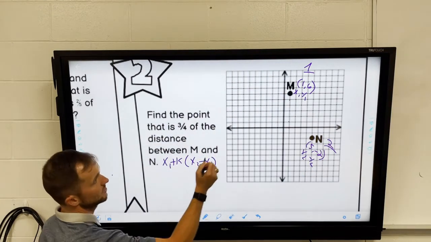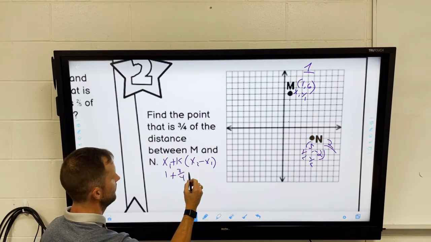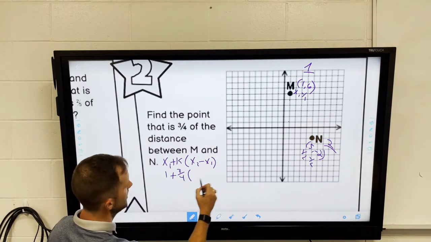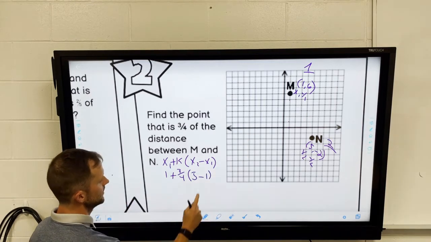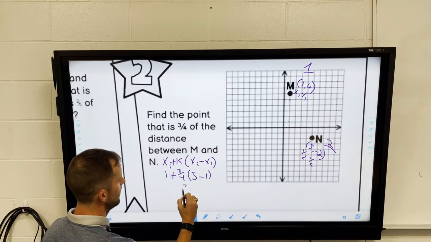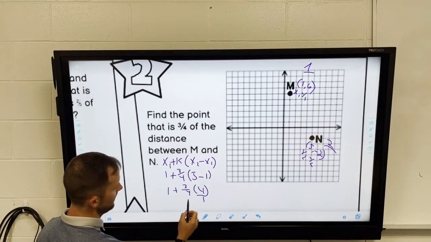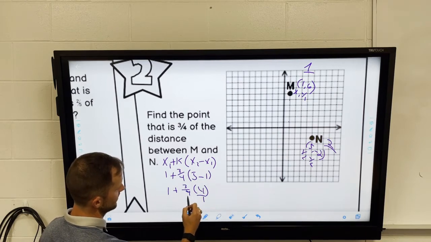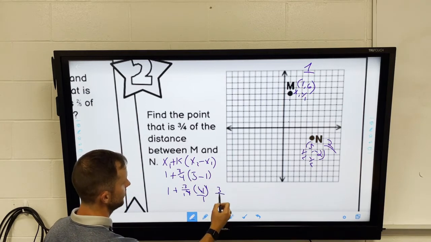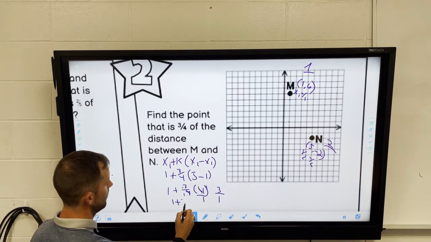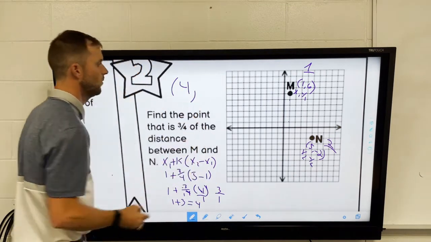Okay, so x1 is going to be 1. My k is going to be my fraction, so 3/4. My x2 over here is 5, and I'm subtracting x1, which is 1. So 5 minus 1 will give you 4. Then I'm going to multiply. Now look, the 4's across each other there, so that's going to turn into 1. So 3 times 1 is 3, 1 times 1 is 1, 3 divided by 1 is 3. 1 plus 3 equals 4. So that means my x-coordinate is going to be 4.